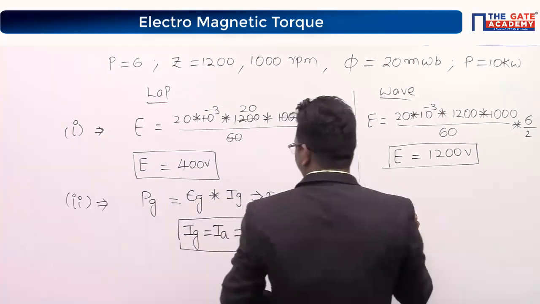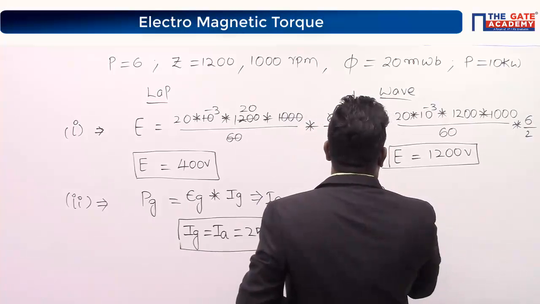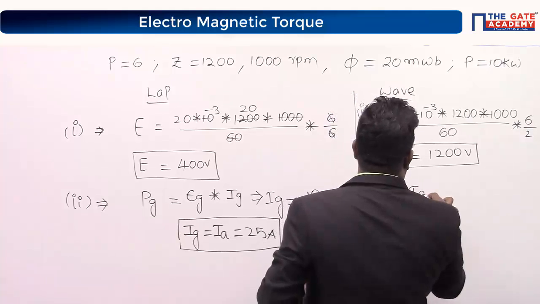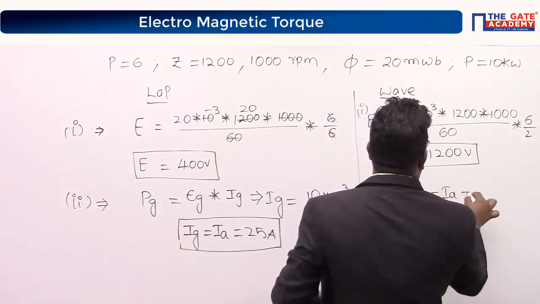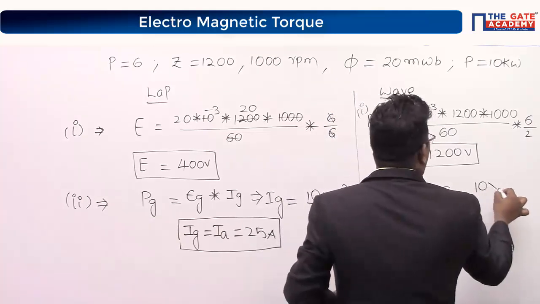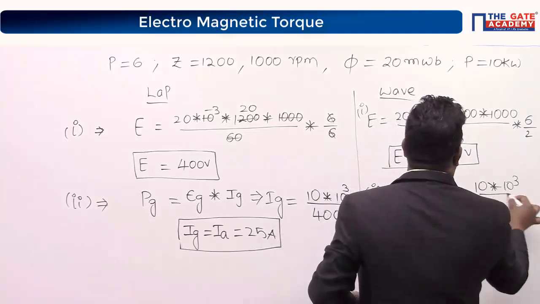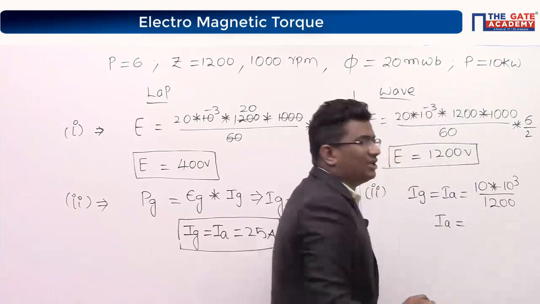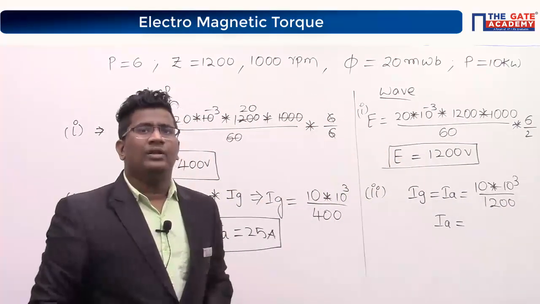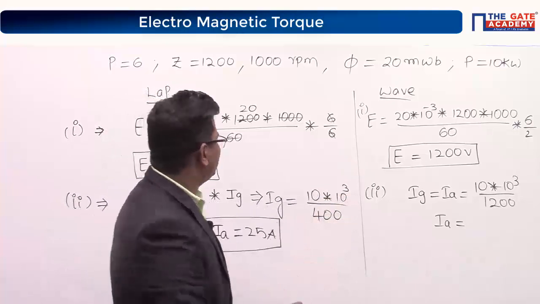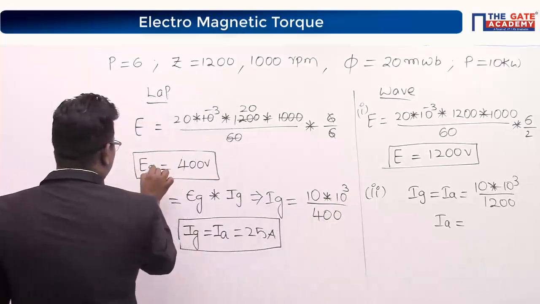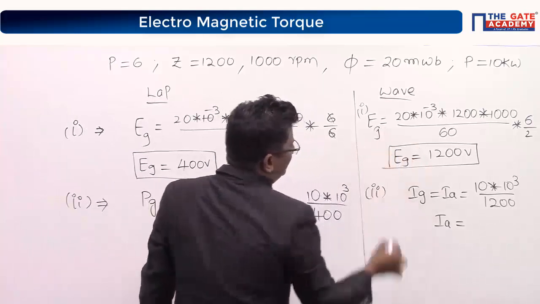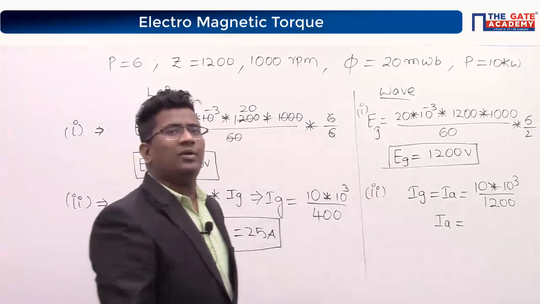Similarly here you tell me. Ig or Ia equals 10,000 divided by 1200. Tell me what is the Ia value? 10,000 by 1200, how much? This is E generated, right? You better write it like this, Eg, then it will be very easy for you. Tell me what is Ia? 8.33 amperes.